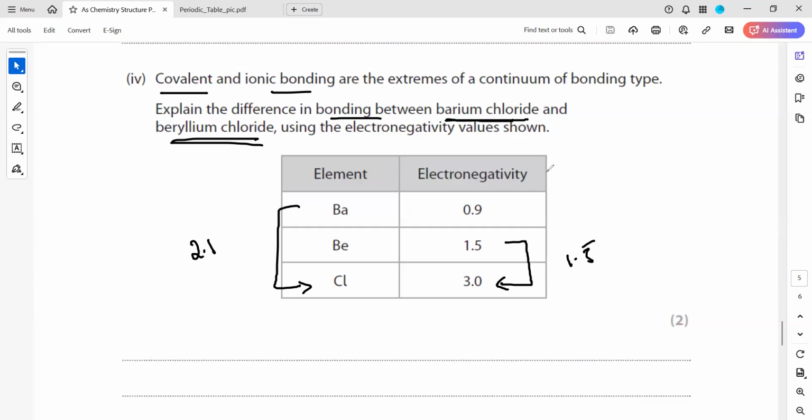Usually we can say it's about 1.7 or greater than 2.1. If the electronegativity difference is greater than 2.1, what will be the type of bonding? It will be ionic. 1.7 is usually the reference, but it's fine. 2.1 you can remember. But if we have an electronegativity difference which is less than 2.1, what will be the nature of the bond?